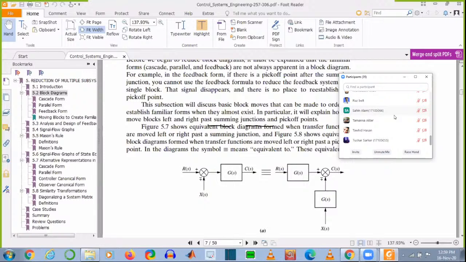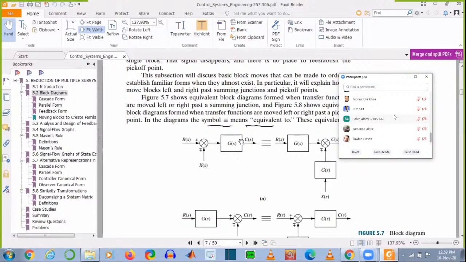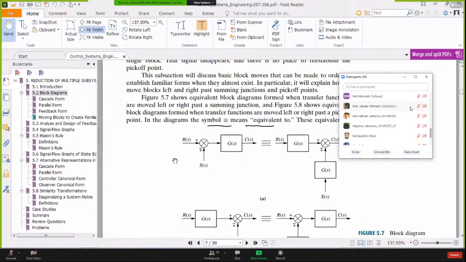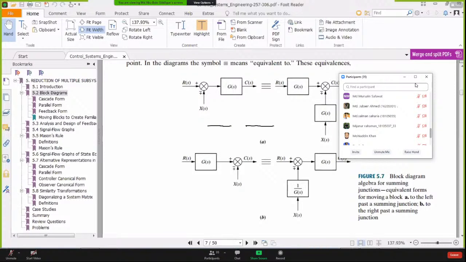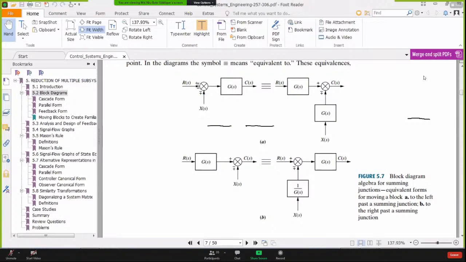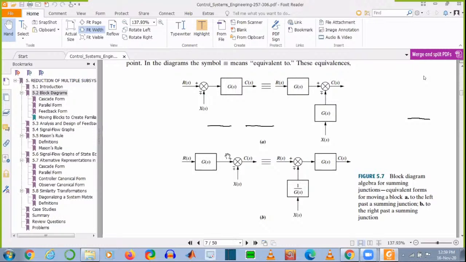Look at this. Those are the rules I already discussed. Right? Pick up point, summing point, moving. You can see there are the same rules. Their representation is maybe slightly different, but those are the same rules. Summing point left to right, summing point right to left. Can you see? Same thing.